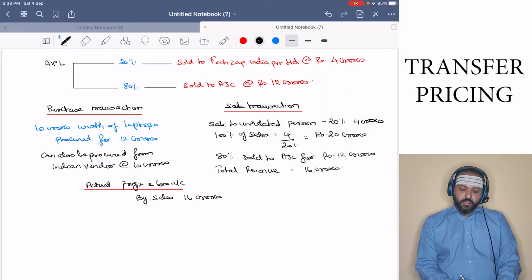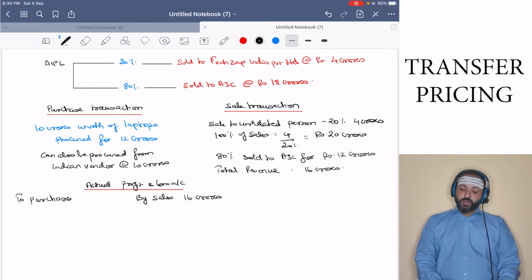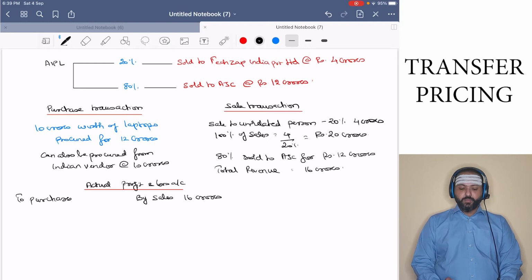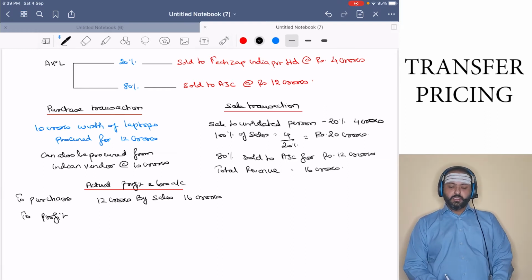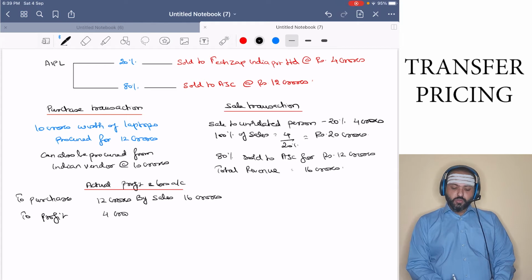Okay, and then to purchases. What have they purchased from? They have purchased from ASPL, that is Acer Singapore Pte Limited. What is the cost of purchase? The cost of purchase is 12 crores. Therefore, to profit. Okay, let us assume that there are no other transactions. Let us not complicate. We'll stop it there. This is the entirety of transaction. To profit is going to be 4 crores.